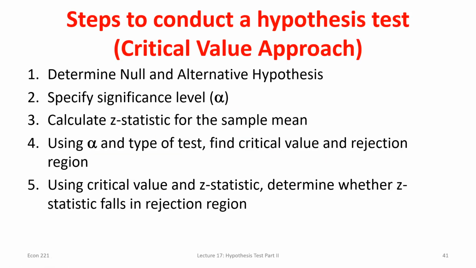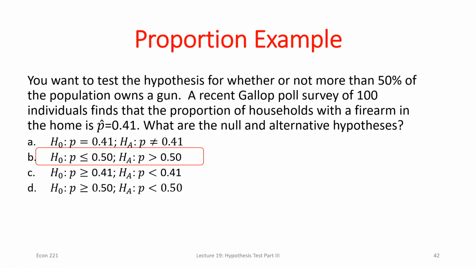So here are my steps. Determine the null and alternative hypothesis, figure out what level of alpha you want to test against, or what your significance level is, calculate your test statistic, figure out your critical value and rejection region. You can flip 3 and 4, it doesn't matter what order you do those in. Then once you have those, plot your critical value and rejection region, and plot your test statistic. If your Z or test statistic is in that rejection region, you reject. If it's not, you fail to reject. So let's work through a few.